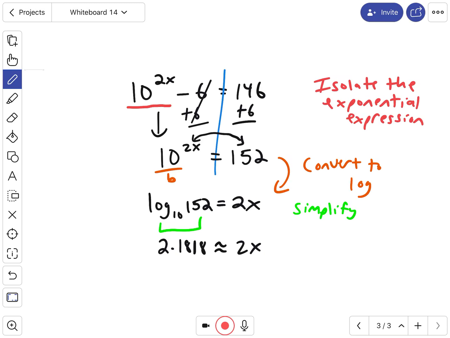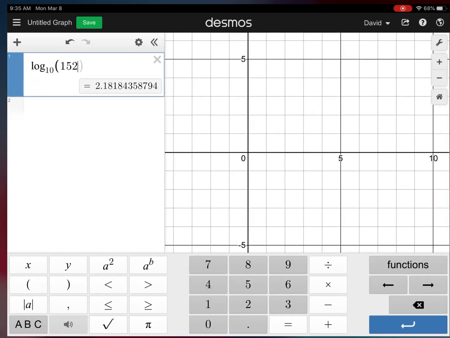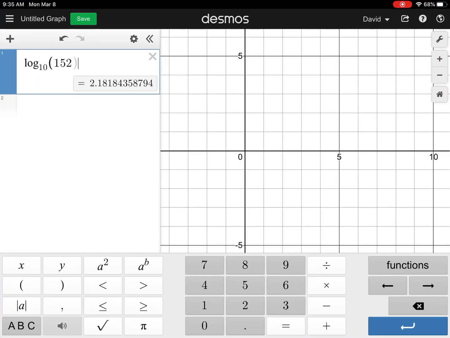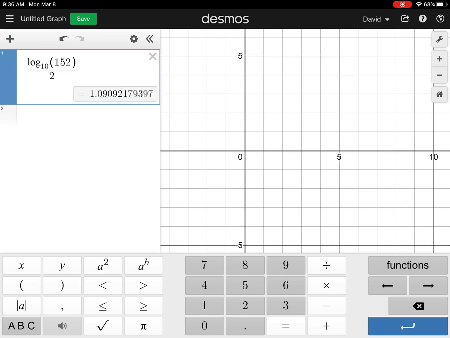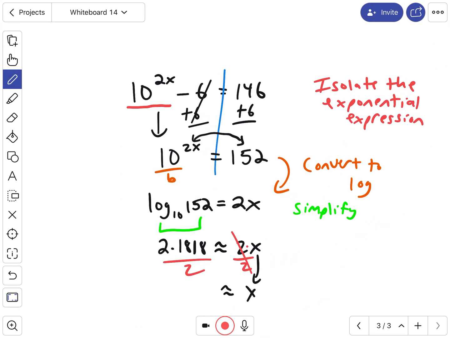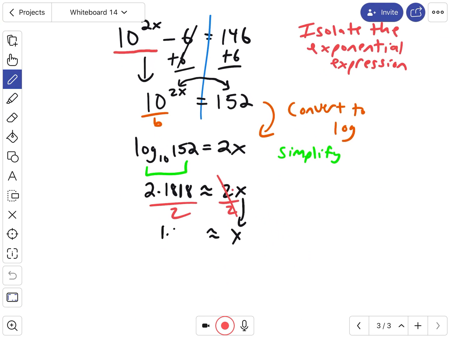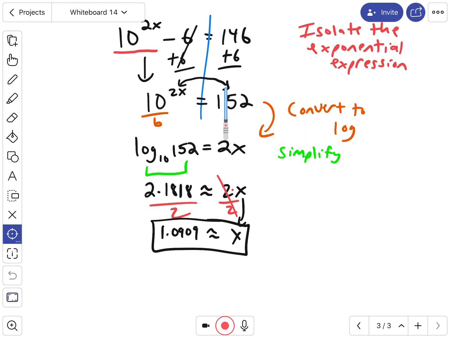So now we have the x. We could just get rid of this coefficient by dividing by that coefficient, by the 2. And so now x is by itself. And then that value divided by 2 is, let me see, divided by 2, 1.0909. So that's a little trickier, right? Because we weren't able to convert it right away. We had to isolate that expression.